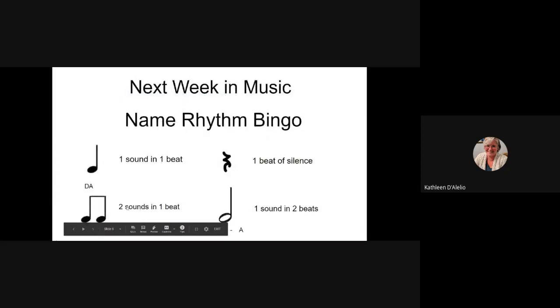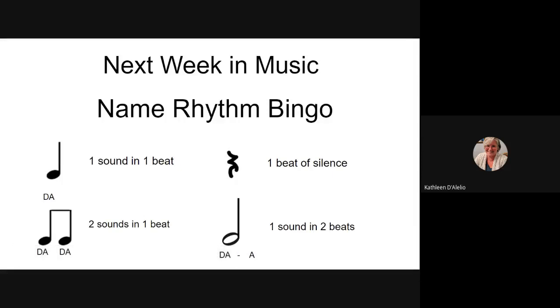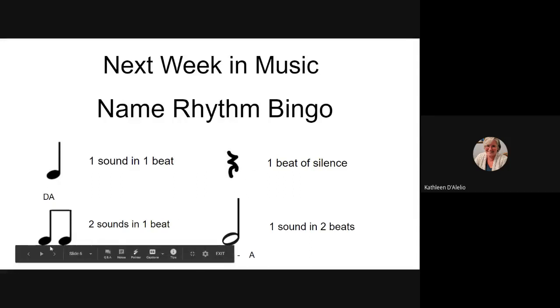So coming up next week in music, we're going to use your names and we're going to play a version of Rhythm Bingo. Just to review real quick, the quarter note that says one sound in one beat might sound like this, da. So if your name has one sound, Tom, Grace, you might match one quarter note. If there's a beat of silence, we call that a rest, this little squiggly line. The eighth note's two sounds in one beat, two short sounds. And the half note, one sound in two beats. Okay, so that's a quick review.